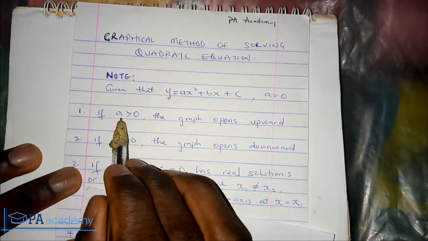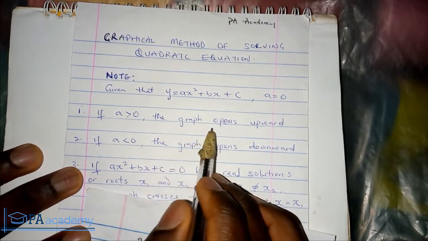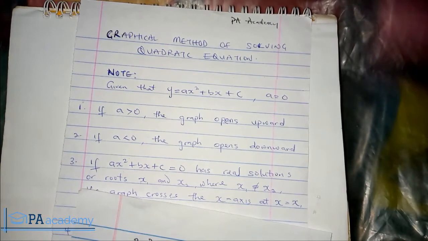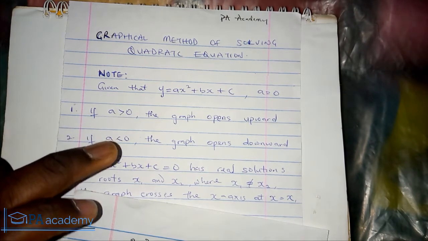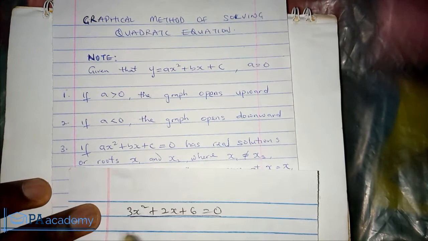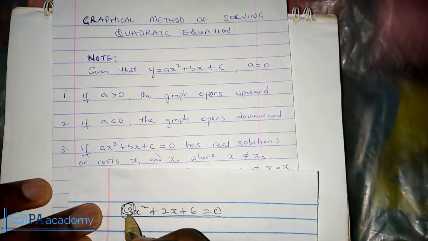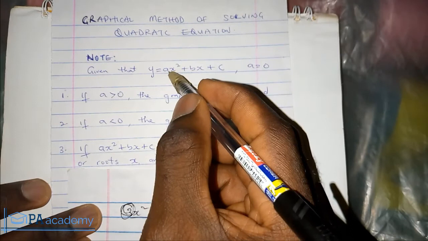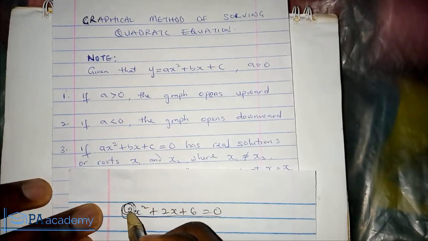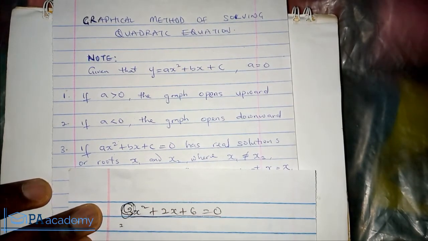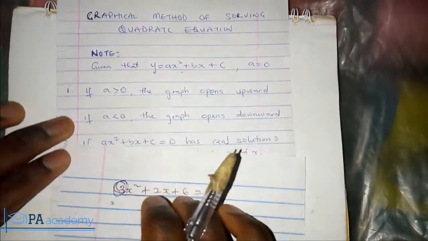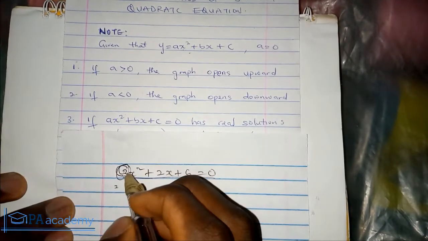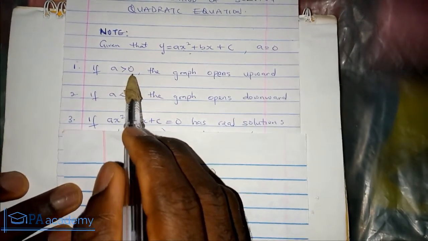If a is greater than 0, the graph opens upward. Don't forget, solving a quadratic equation using the graphical method means we are going to be using a graph. Now this 3 is the value of a, because here we have ax squared, so the value of a is 3. If you watch our video where I used the formula, you will understand what I'm talking about. If a is greater than 0, the graph opens upward.